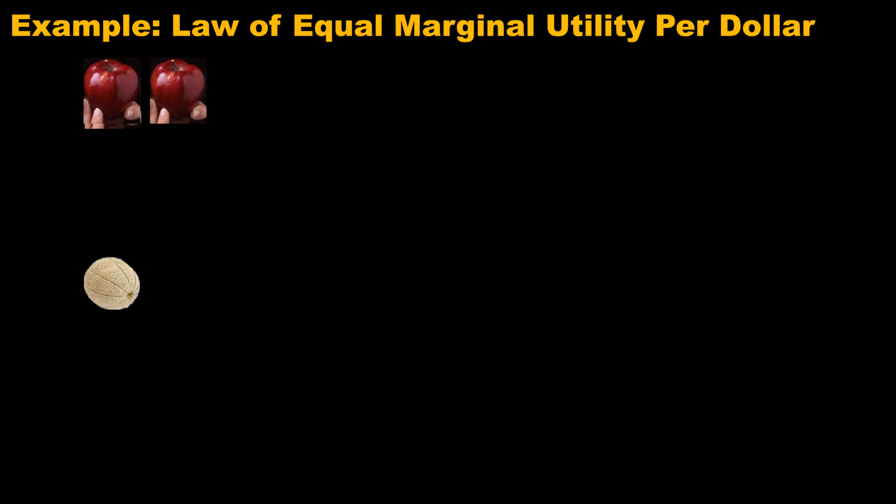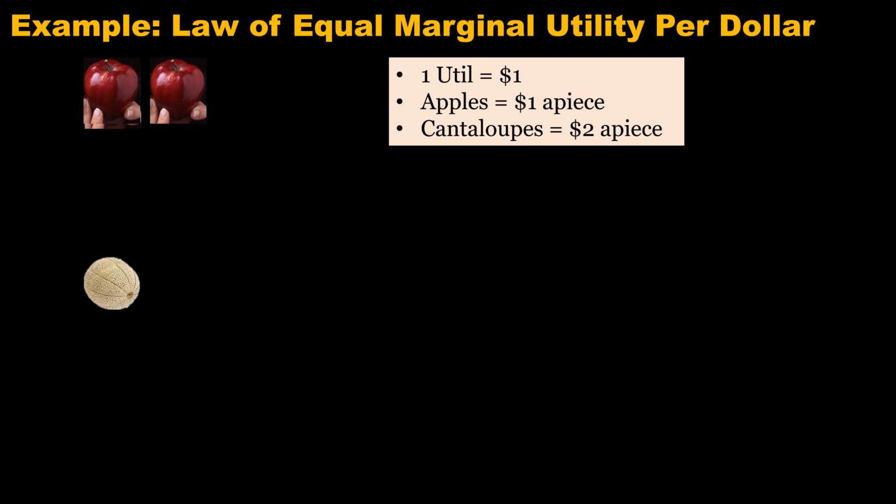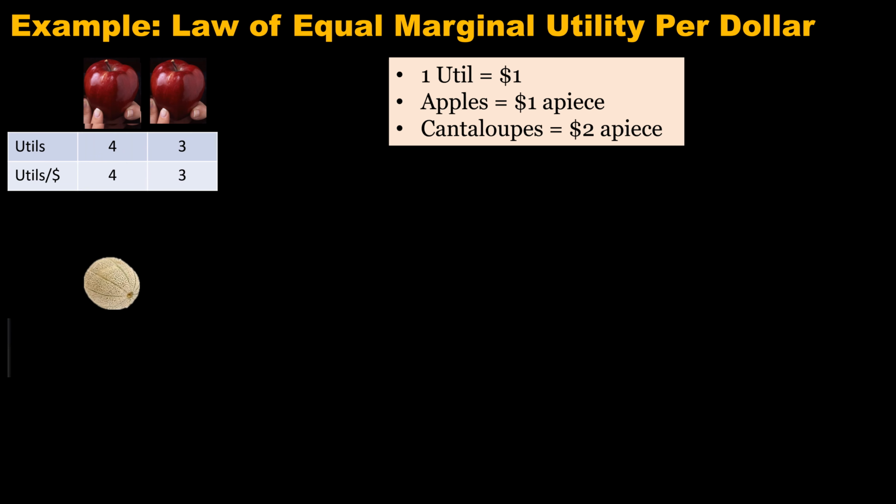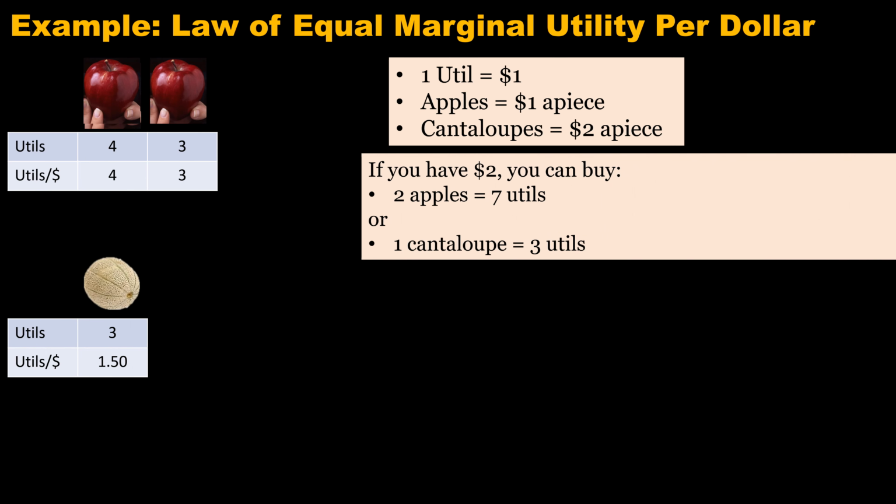Let's examine a simplified decision between buying apples and cantaloupes. Let's assume that the apples and cantaloupes have these prices, and that you have $2 to spend. Let us further assume that they provide this many Utils of satisfaction. Then these are the possibilities. So you would naturally select the combination that provides the greatest satisfaction.